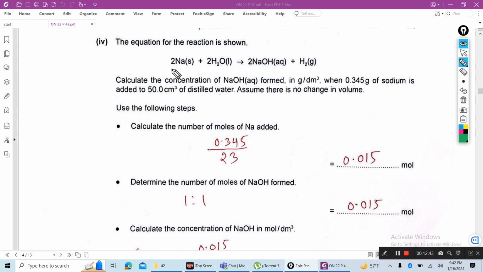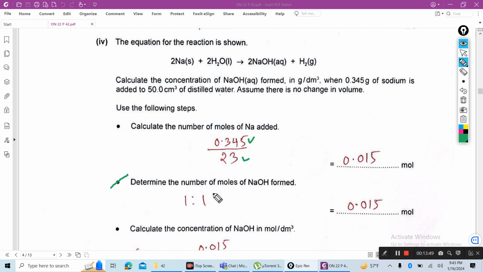Number 4. Sodium reacts with water to form sodium hydroxide plus hydrogen. Calculate the concentration of sodium hydroxide in gram per dm cube, when 0.345 gram of sodium is added to 50 centimeter cube of distilled water. So, calculate the number of moles of sodium added. Sodium mass is given. Number of mole will be given mass divided by molar mass. Sodium 23. Mass divided by molar mass. 0.015 mole.